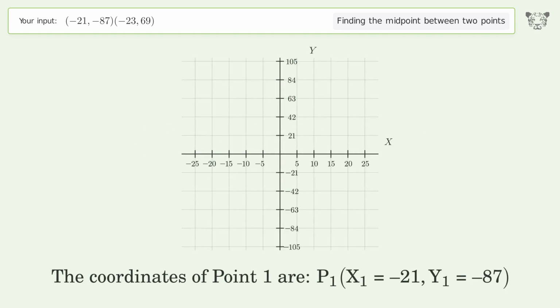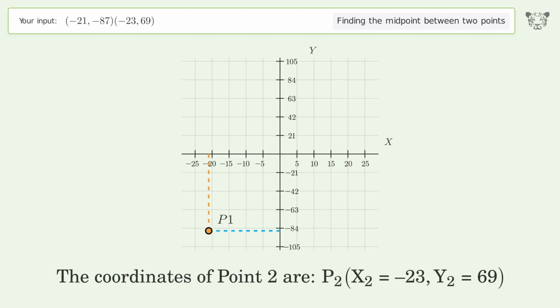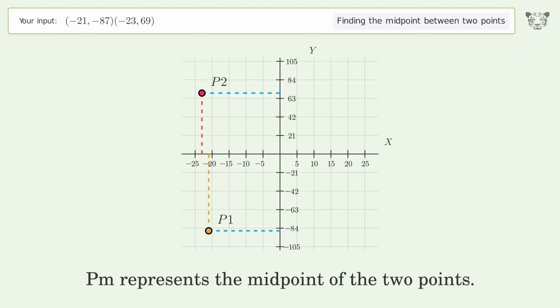The coordinates of point 1 are, x1 equals -21, y1 equals -87. The coordinates of point 2 are, x2 equals -23, y2 equals 69. PM represents the midpoint of the 2 points.